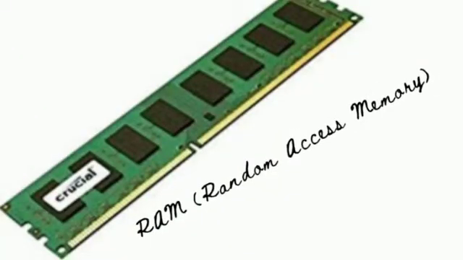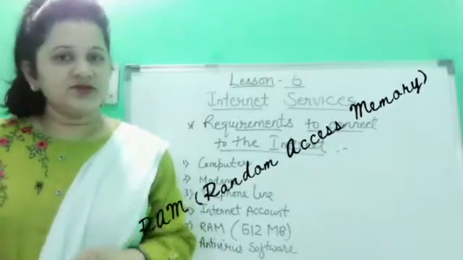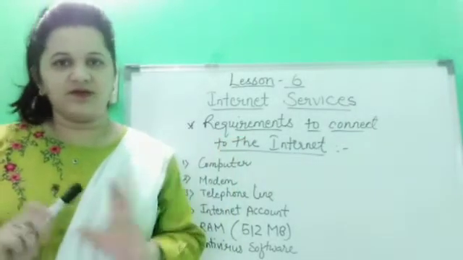Now, children, the next device you would require for the internet connectivity is the RAM, random access memory. Its size should be a minimum of 512 MB to store the data and the information. So children, now we have all the devices ready for the internet connection.